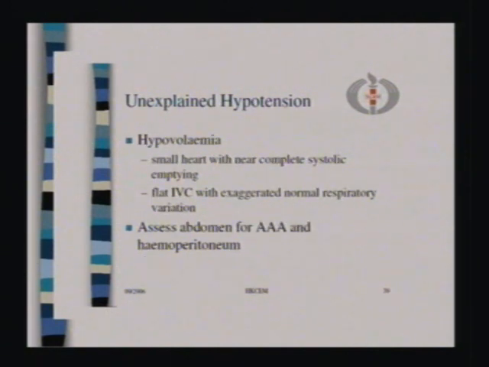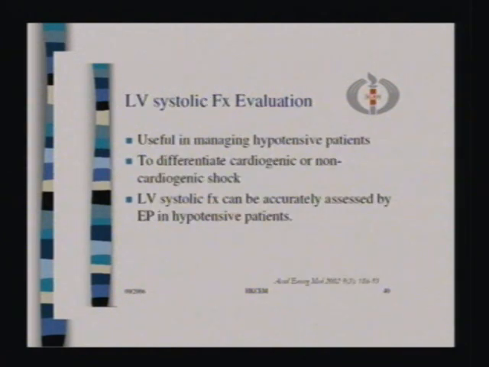Hypovolemia, what do you see in the echo? There will be a small heart with near complete systolic emptying and a flat IVC with exaggerated respiratory variation. You must assess the abdomen for abdominal aortic aneurysm and hemoperitoneum in such cases.